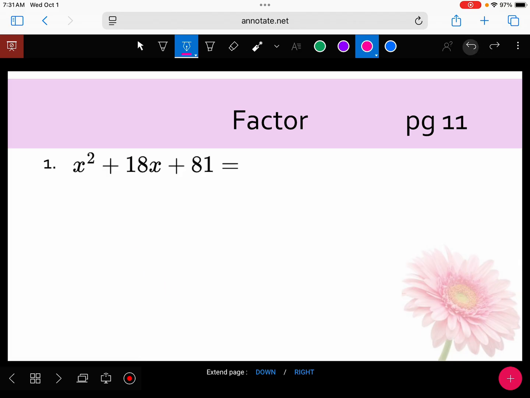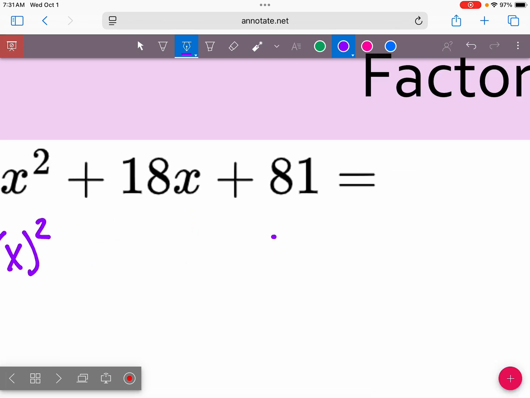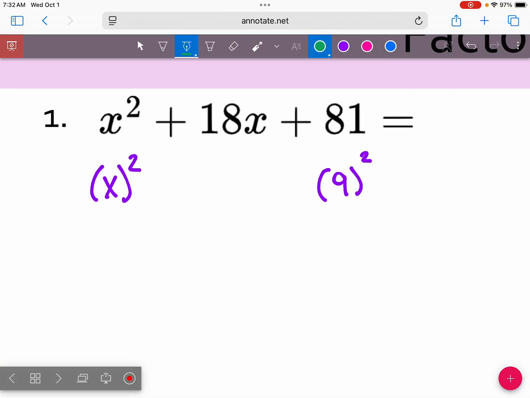So I could rewrite this as my x squared. Thank you, dear. And I could rewrite this as my 9 squared. Now, if this is a perfect square trinomial, then the middle piece should be made of 2 times the front, that x, times the back, the 9. What is 2 times x times 9? What does this equal?